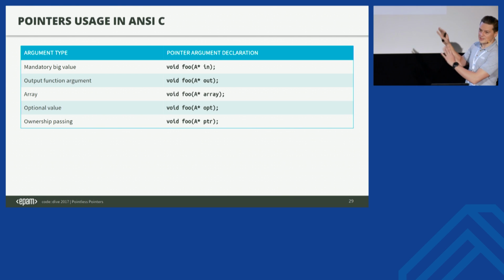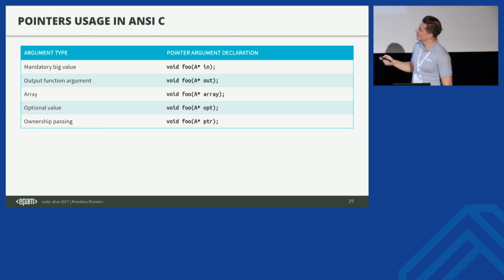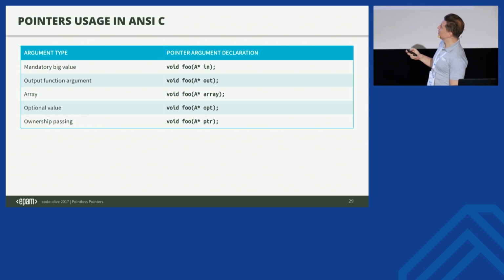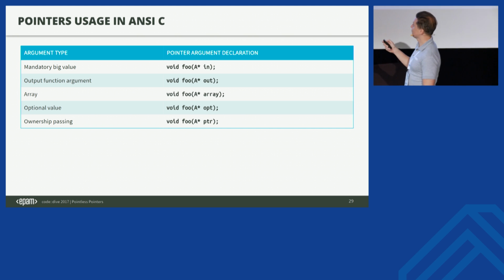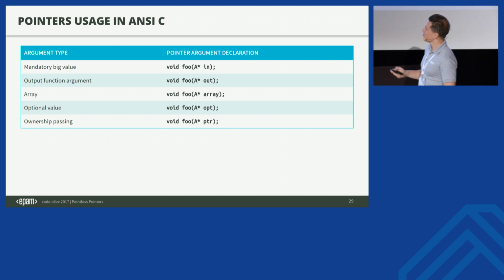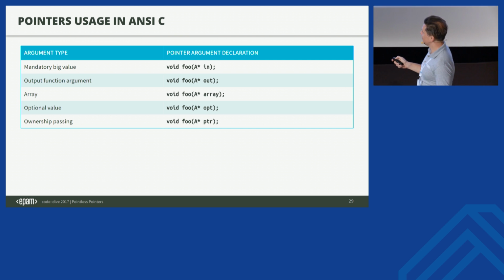We are not doing C. This is how C does it. So basically, if we have a mandatory big value, we have this. If we have an output function argument, we have this. Yes? If we have an array, we have this. It's much different, yes? The name is different. If we have an optional value, here you are. Ownership passing. Okay? Yeah?